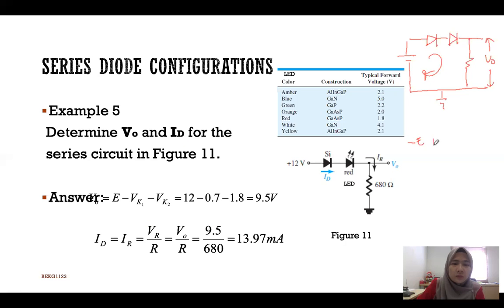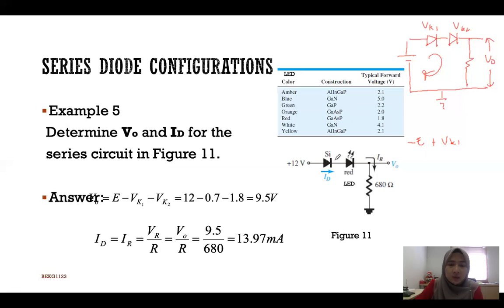negative E plus VK1. This is VK1. This is VK2. Both of these are diodes. VD. However, for this one during forward bias, the VD is equal to VK, since VK is the knee voltage. The knee voltage depends on the material.